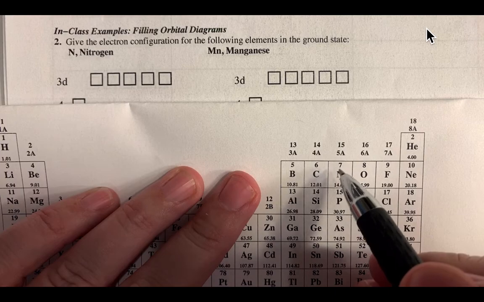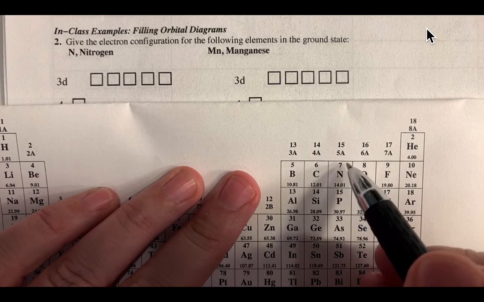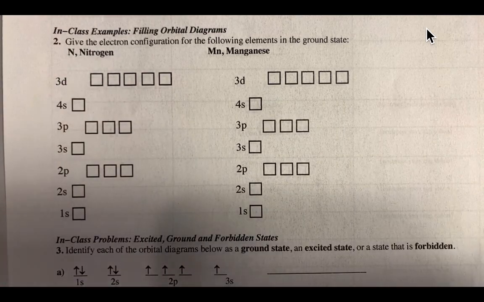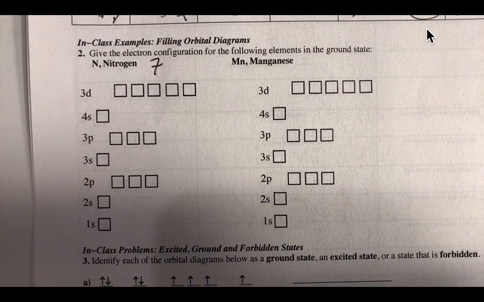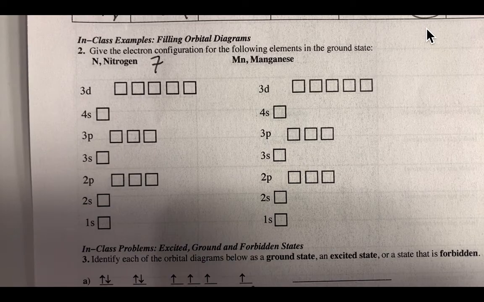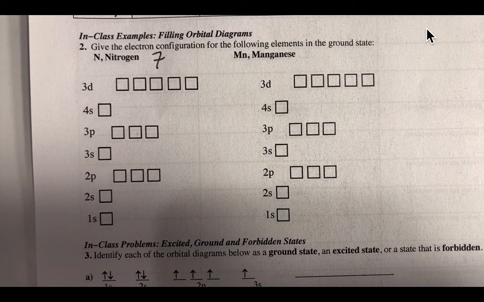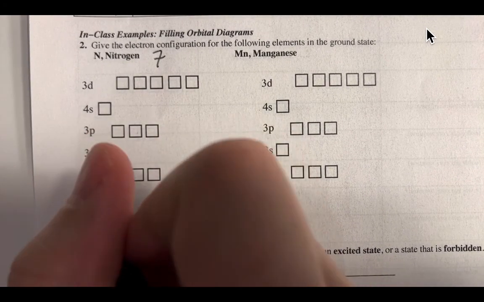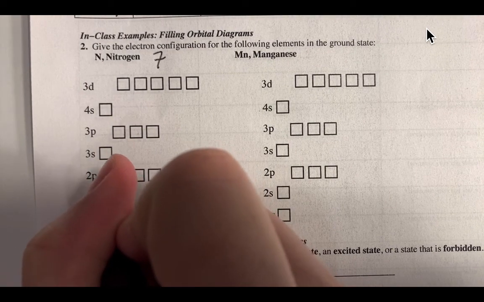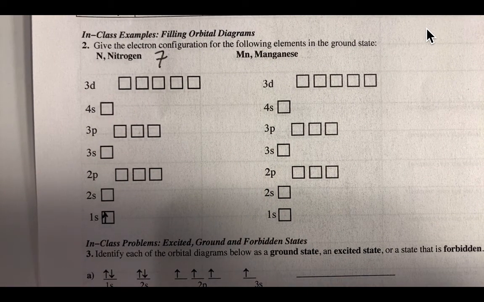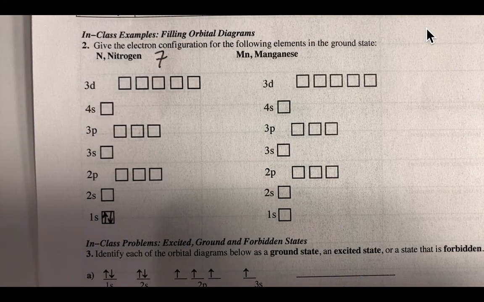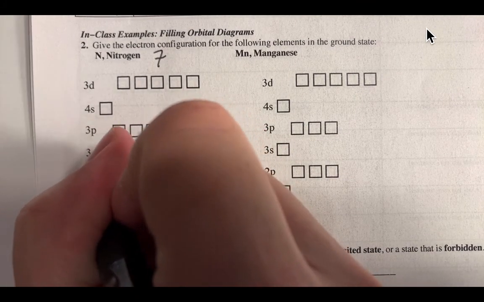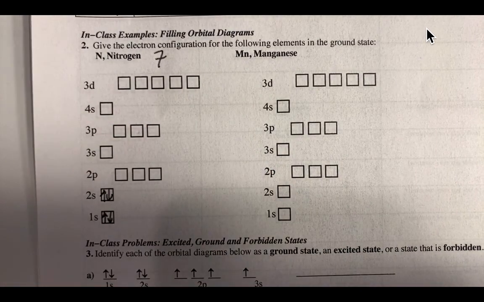And so for a neutral nitrogen atom, it has 7 electrons. I'm going to go ahead and write that here to remind myself that it has 7 electrons. And I fill these boxes up in a really specific way. So I start at the bottom box and I put 1 electron in with the arrow pointing up. I put the second electron in with the arrow pointing down. Now electrons 3 and 4.